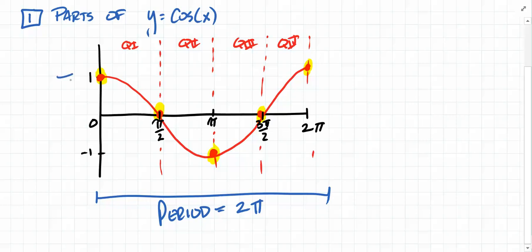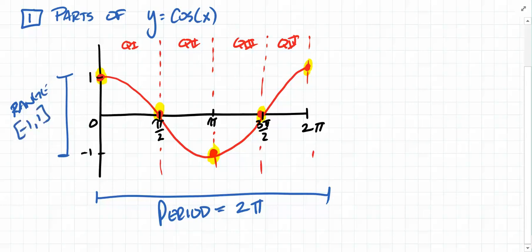What's the range? The range is from negative 1 to 1. The range is the y values. The range goes from negative 1 to 1. Okay? What's the domain? There you go, buddy.